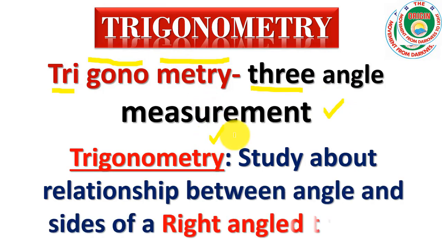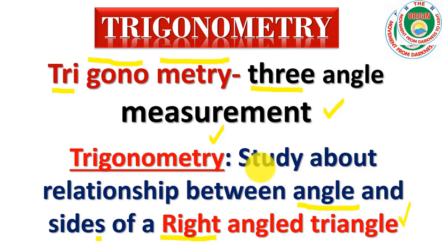The definition of trigonometry is the study about the relationship between angles and sides of a right angle triangle. That means the applications of trigonometry are applicable for the right angle triangle only. Study about the angles and sides. How many angles are there in a triangle? Three angles. How many sides are there? Three sides. So let us check how it is.